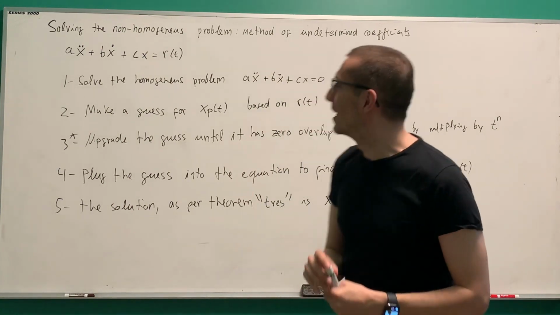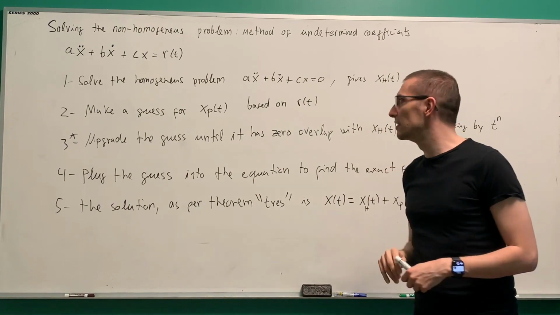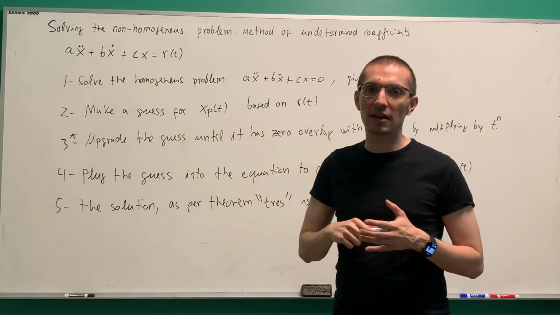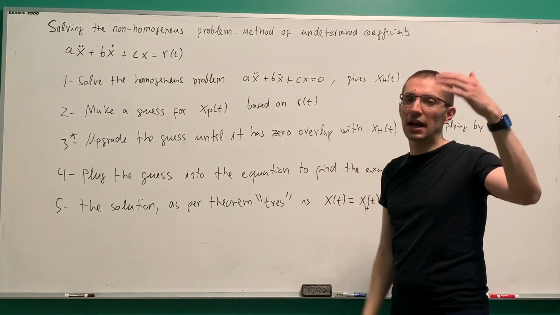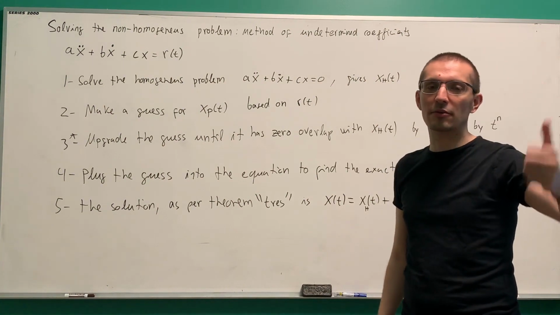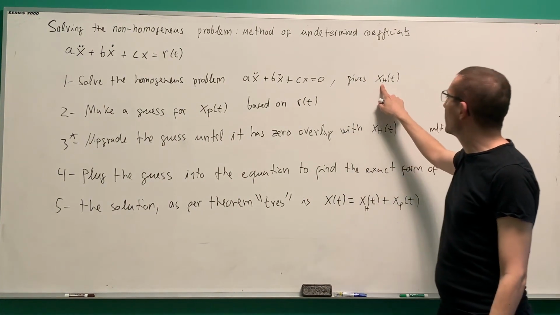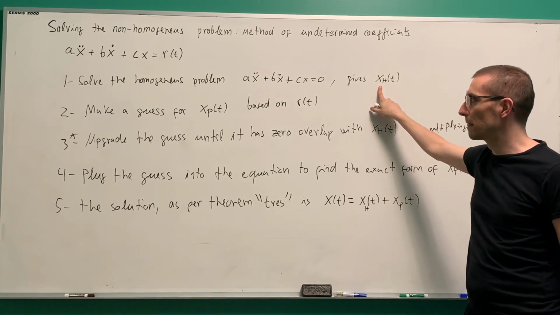Alright, so the method is going to consist of 5 steps. So first, what we will do when presented with an equation with an inhomogeneity is, okay, fine, let's solve first the homogeneous problem. And we know how. Characteristic polynomial, roots, and the recipes that we learned in the previous video. Then, with that, we have xh of t. xh of t is the solution of the homogeneous problem.